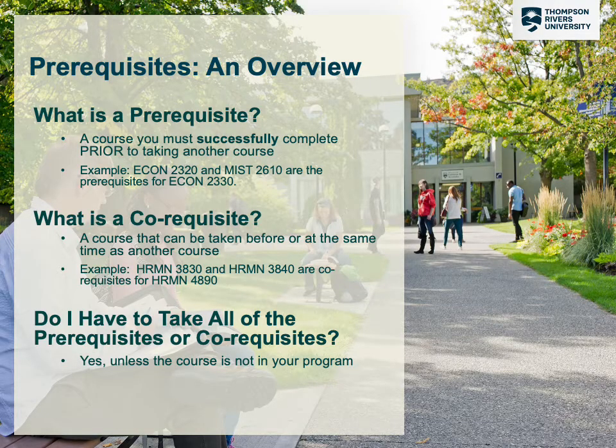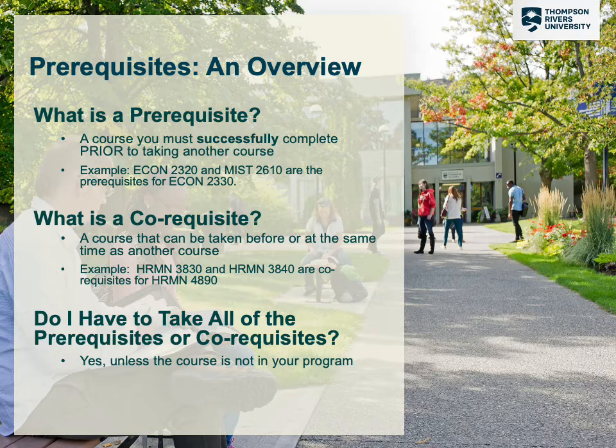Let's talk more about what is a prerequisite. A prerequisite is a course that you must successfully complete prior to taking another course. Here's an example. In order to complete Econ 2330 Stats 2, you must complete Econ 2320 Stats 1 and MIST 2610 before you can register for Econ 2330. You also must meet the grade requirement of C- or better in order to proceed.